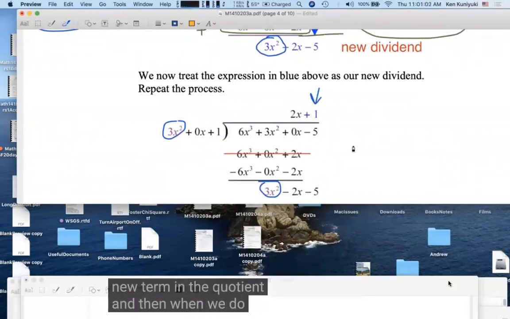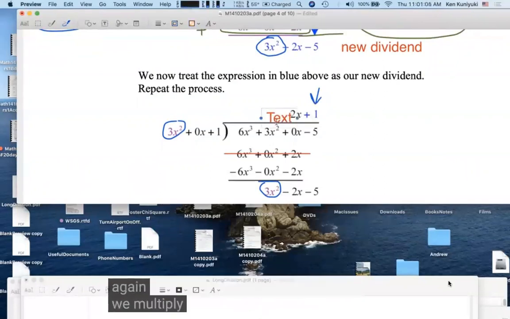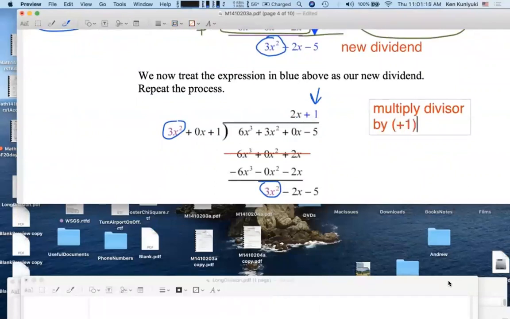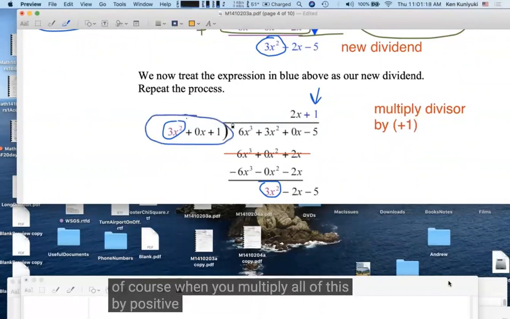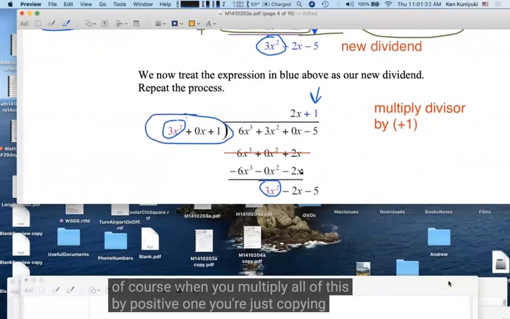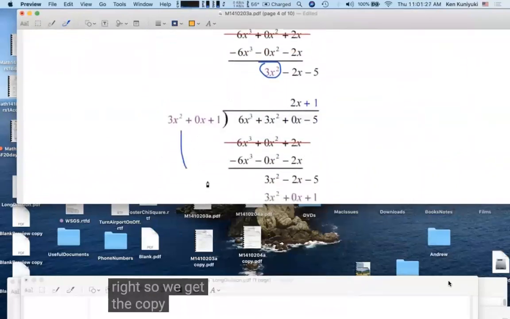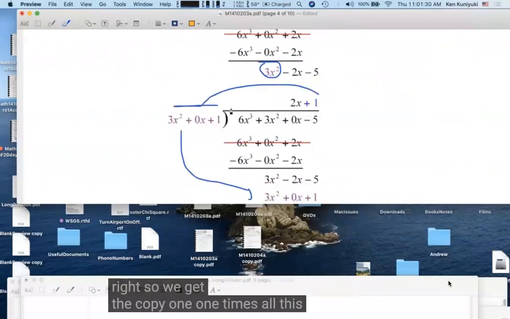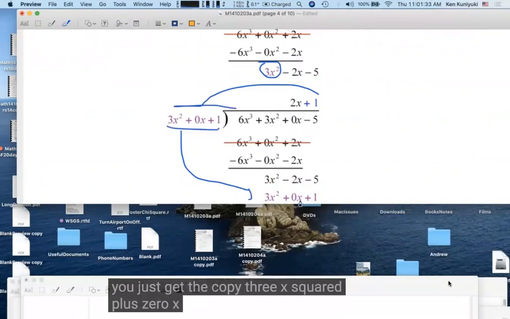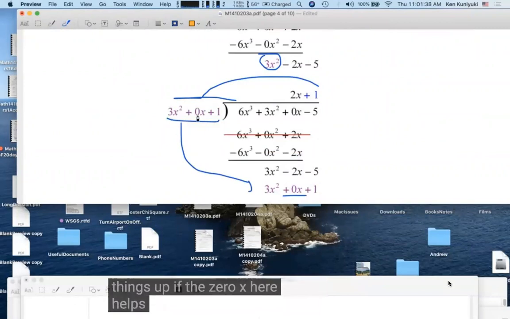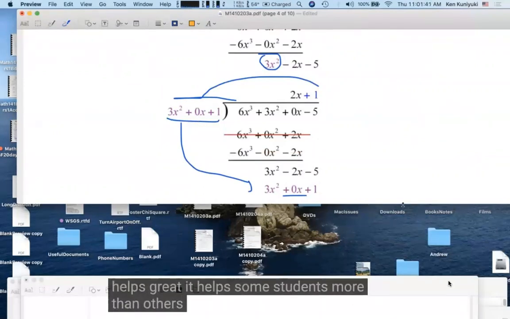And then what do we do? We multiply. Once again, we multiply. We multiplied the divisor by the positive one. Of course, when you multiply all of this by positive 1, you're just copying it. All right, so we get the copy. 1 times all this, you just get the copy. 3x squared plus 0x plus 1. Again, the 0x here helps to line things up. If the 0x here helps, great. It helps some students more than others.